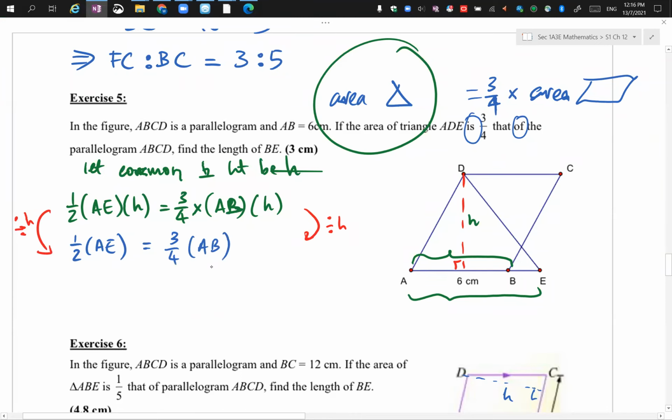Okay. Then what else did they say? Find the length of BE. Oh wait, hey look, they told you that AB is 6 cm. What do you think you should do with it at this point? Might as well substitute, right? Substitute, yes. We know that AB is 6. So half AE will be 3/4 of 6, which will give us 9/2.